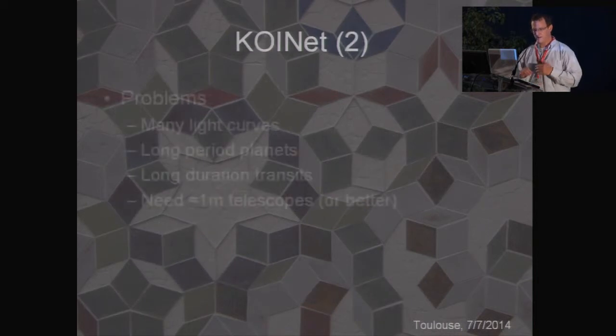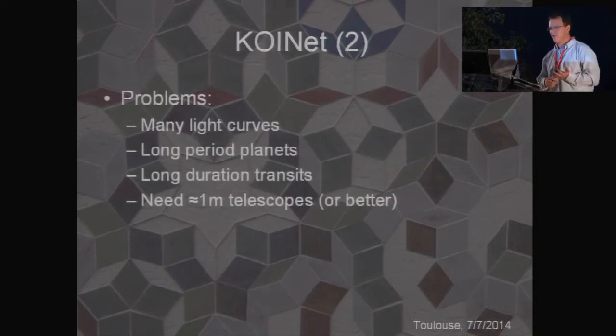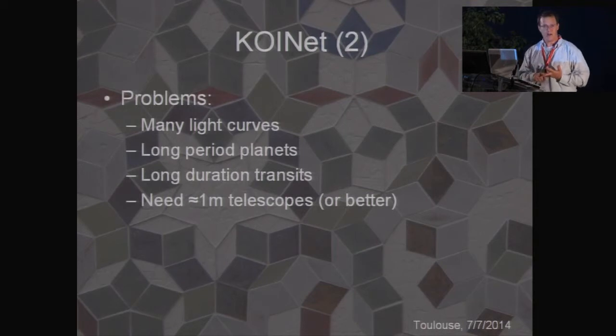The problem is that there are many such live curves, around 60 KOIs. There are many of them that are long period and have very long transits. And we need at least a 1 meter telescope to follow up, because we started with a 1 meter space telescope to begin with the initial data. So that was quite a problem when I approached Carolina von Essen and asked her if she could follow up on a few of these objects and if she would be willing to do that.